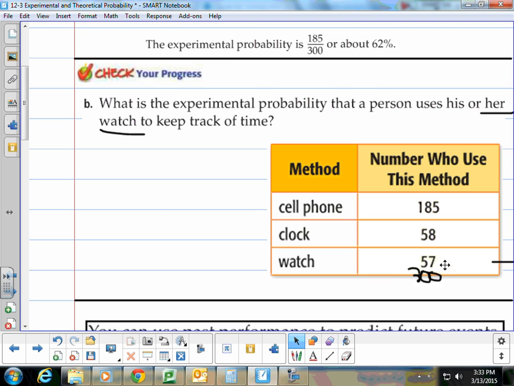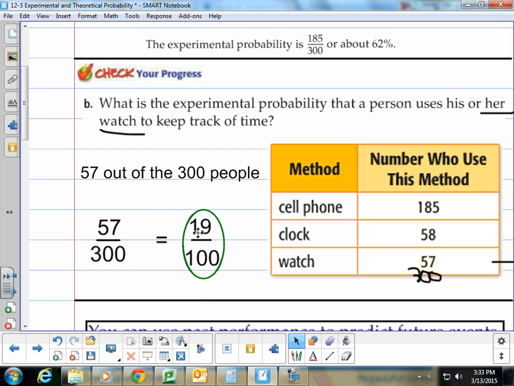So we think, okay, that's going to be 57 out of 300. So it's 57 out of 300 people. We make that into our fraction, 57 out of 300, and that should be equal to, if we simplify, 19 out of 100, which would be the same as 19%. We wanted to write that way as well. We can write 19%.